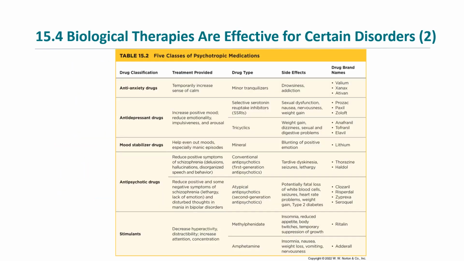Make sure you go over these 5 classes of psychotropic medications that are shown in this chart from page 601. We won't be covering them at this point, so do look these over on your own and just kind of know these 5 different types.